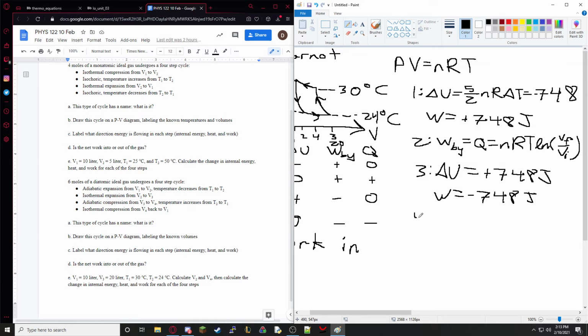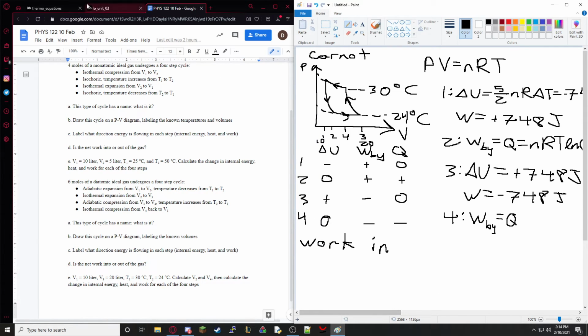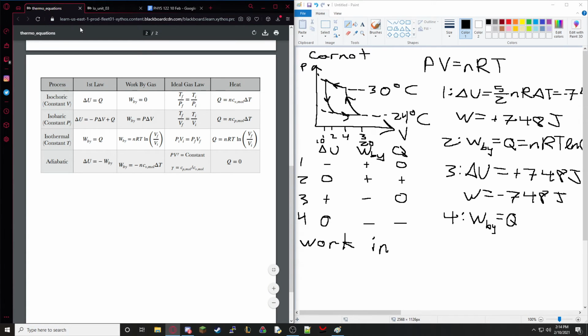So then for step 4, we have our work done by the gas. It's going to be equal to Q, and we have this nRT ln of V final over V initial again. And we don't know what our initial volumes for each of these 2 steps are. So there's another way we can relate the volumes and the pressures in terms of an adiabatic process. Does he give it on the equation sheet? He does indeed.